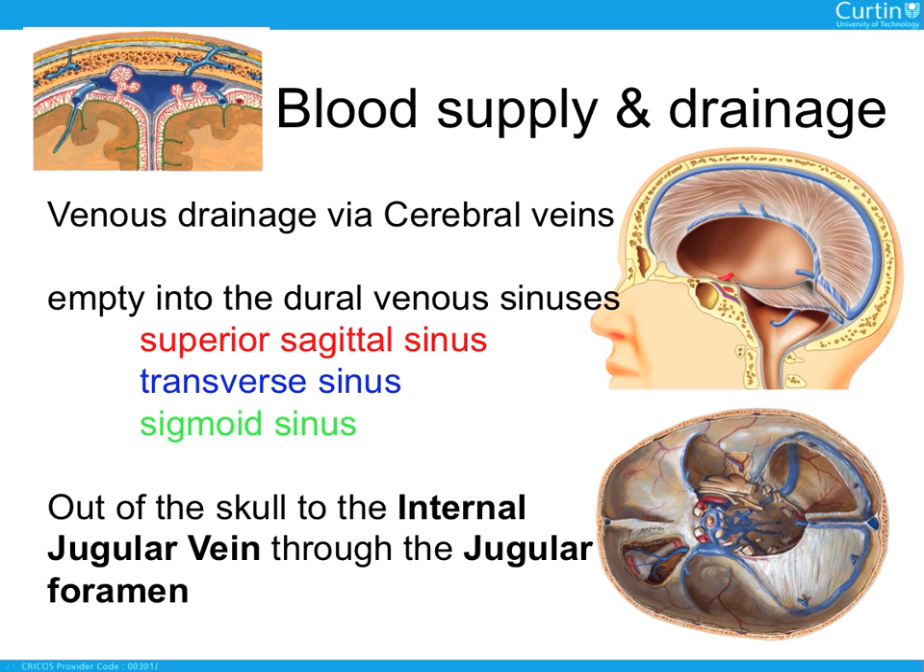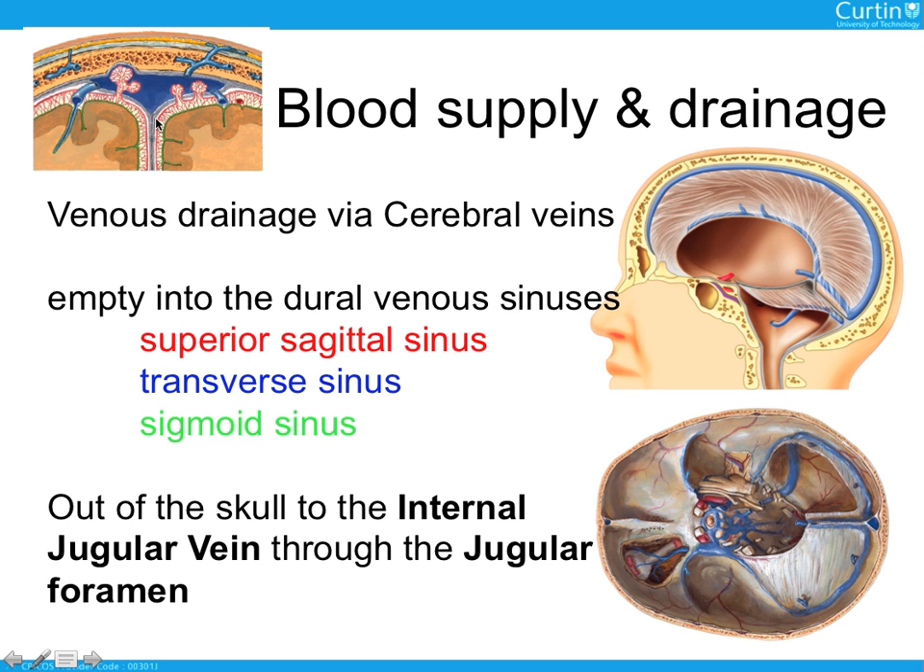Let's talk quickly about venous drainage of the brain. I'd like you, if you have it handy, just to get Gray's Anatomy for Students and pull it up to pages 886 and 887. I'm going to talk you through the process of blood drainage from the cerebrum.